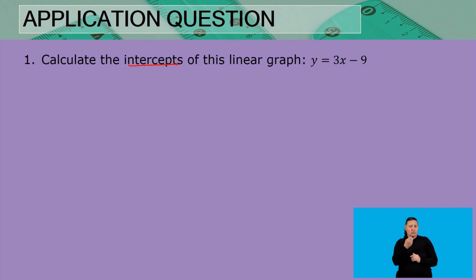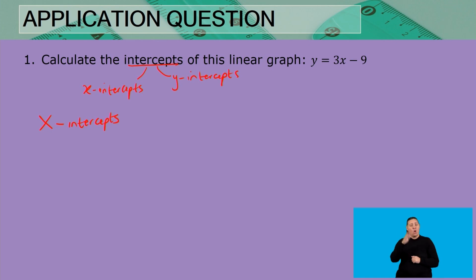Now the question asks for intercepts. So we know that in a linear graph, we have x-intercepts, and we also have our y-intercepts. So when a question asks for intercepts, we are supposed to now calculate both the x-intercept and the y-intercept. So let's look at how we are going to calculate that. Let us start with that x-intercept.